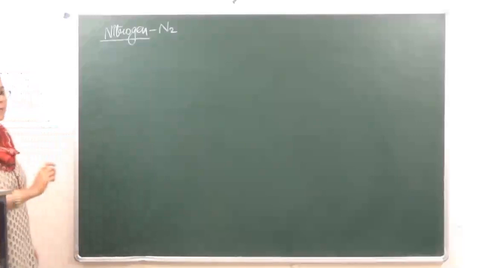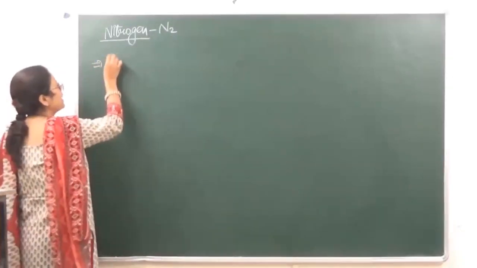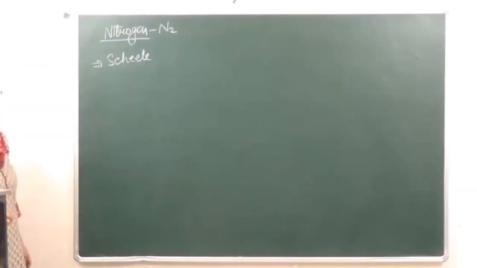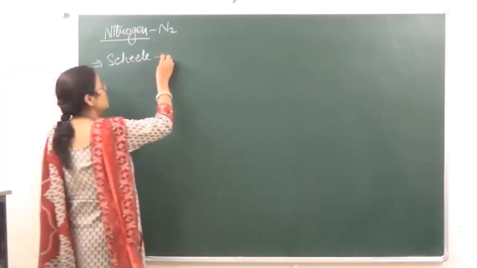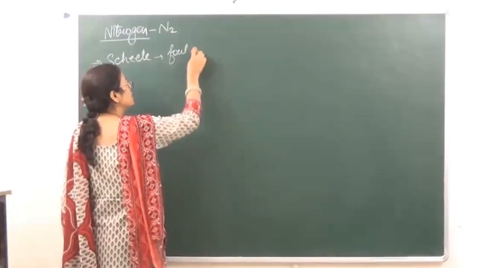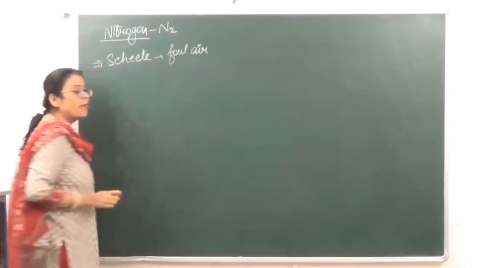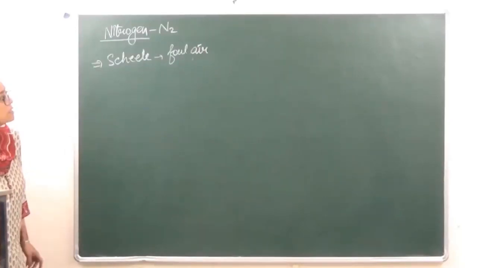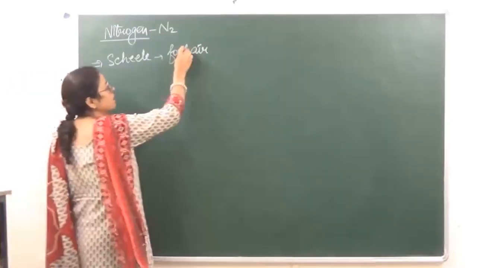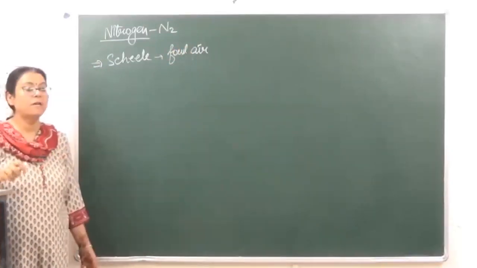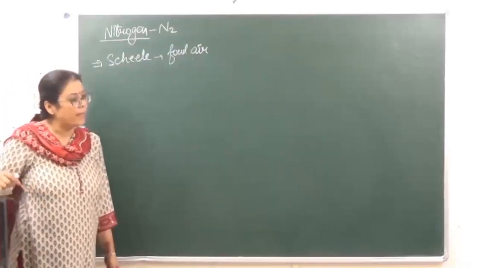Nitrogen जो था, that was first isolated by the scientist Scheele, and he named it as foul air, right? Foul air, why? Because this was not supporting life, therefore it was known as foul air, right?